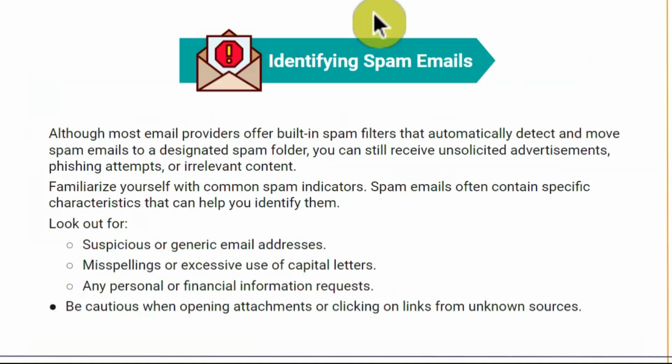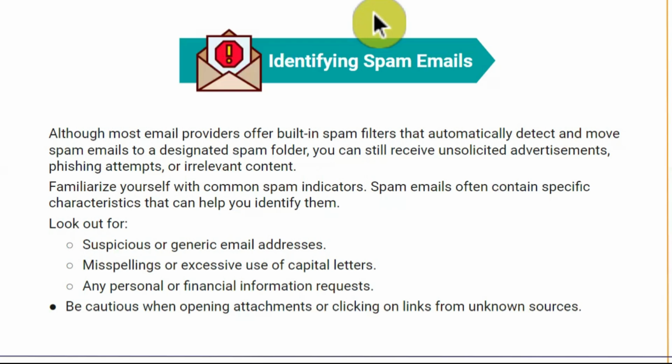Identifying spam emails. Although most email providers offer built-in spam filters, you can still receive, as you may know, phishing attempts or irrelevant content. That goes to say your email has a filter, but you have to be on top of them. And the thing that you need to do is just familiarize yourself with common spam indicators. Spam emails often contain specific characteristics that can help you identify them.